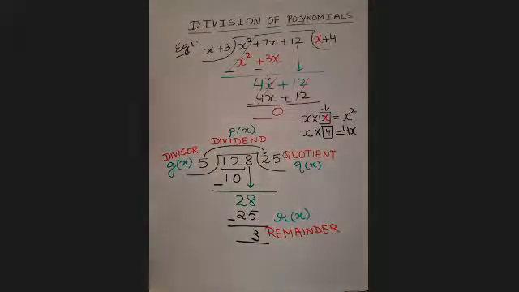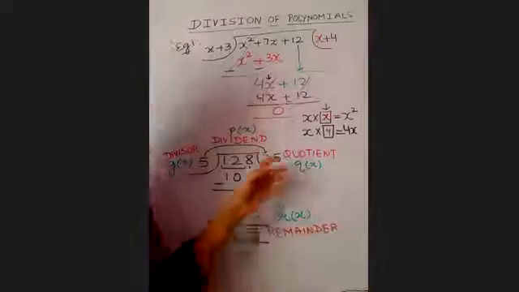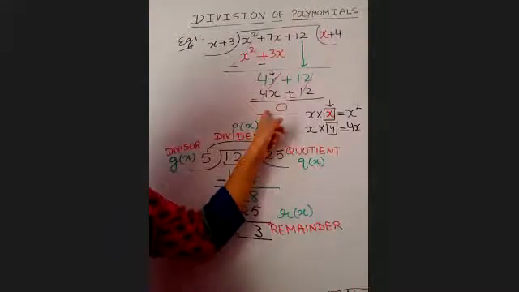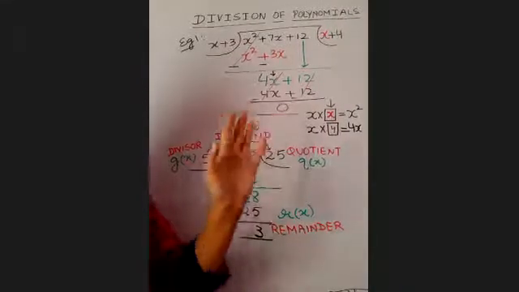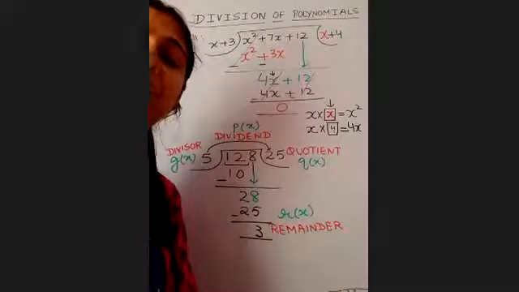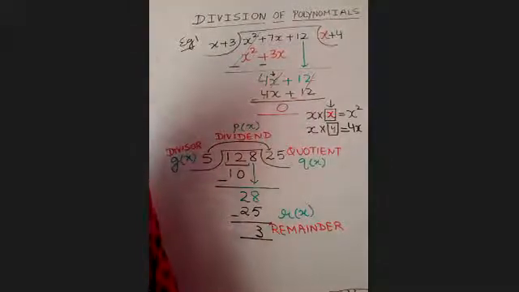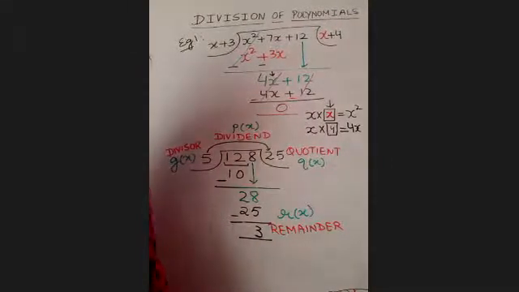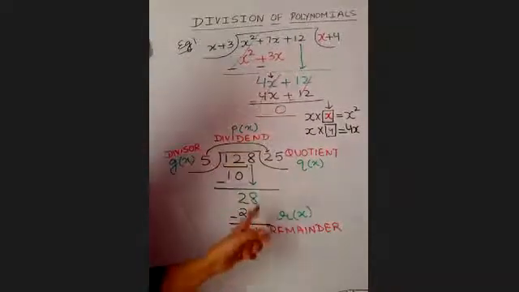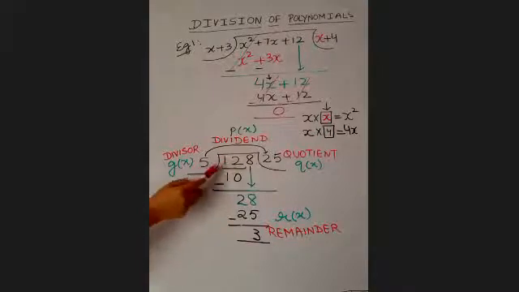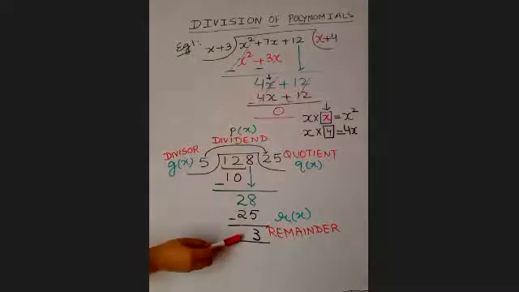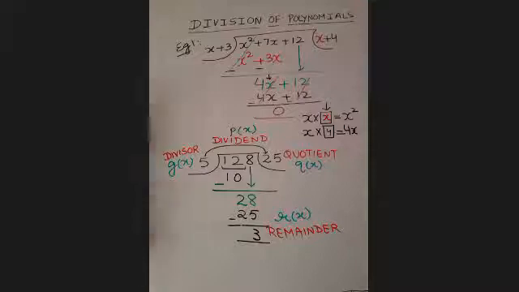So what is the remainder coming here? 0. When the remainder comes out to be 0, do we call it a factor? Yes, ma'am. Do we call 5 a factor of 128? No, ma'am, because the remainder is not 0.